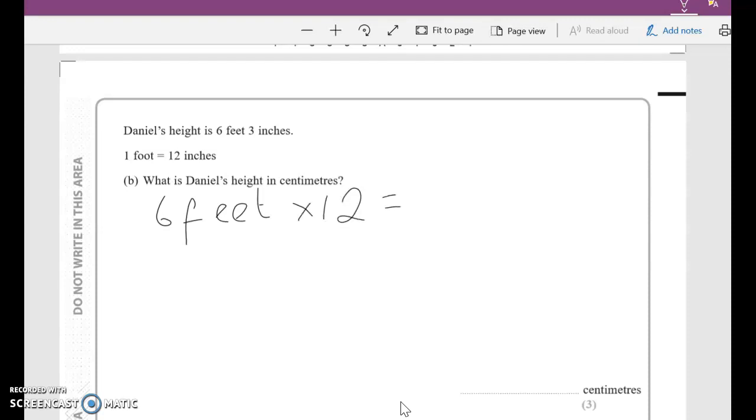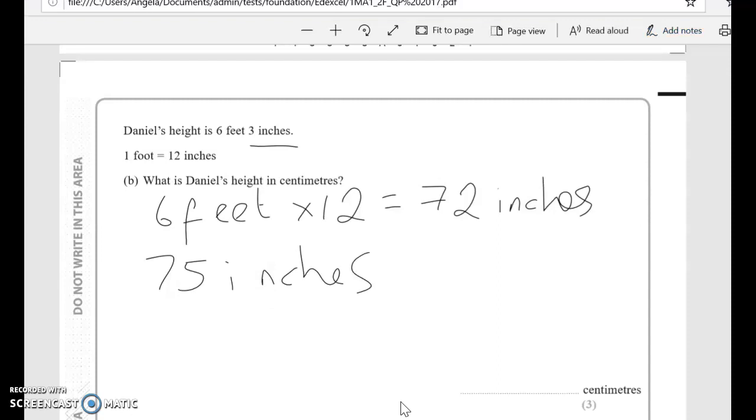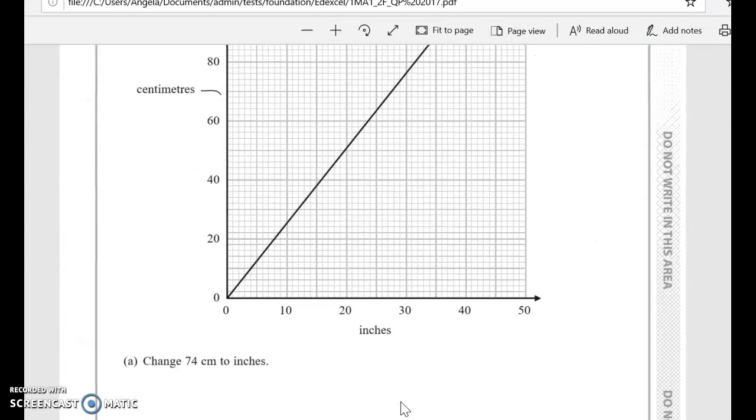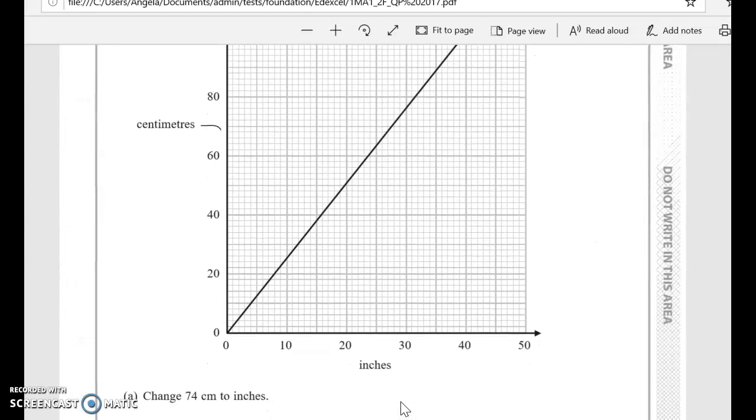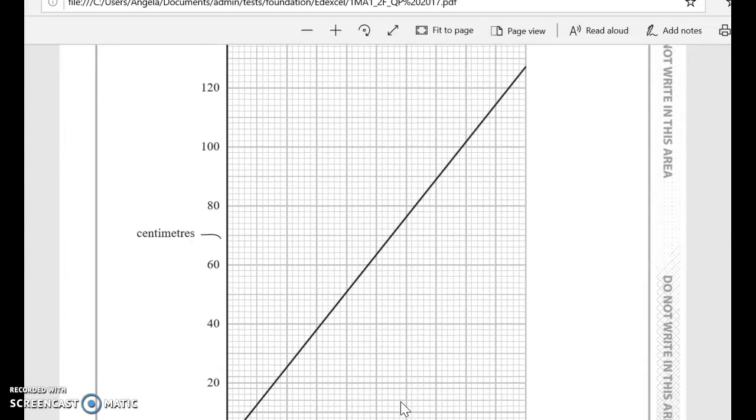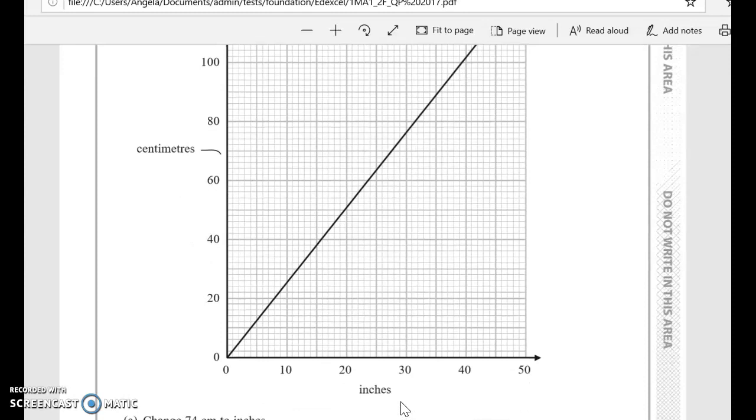And this is on the calculator paper. So 6 times 12, if you don't already know, you can do on the calculator, is 72. And that's inches. We must also remember that we have these 3 extra, so that means we need to look up 75 inches. This is where we have to go back to our table here. So 75 inches.